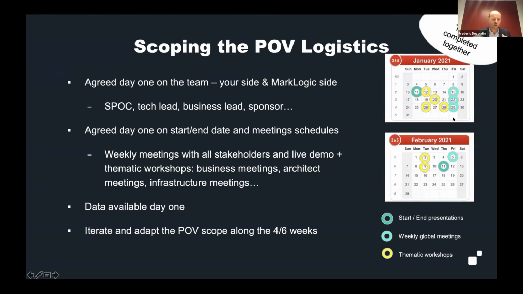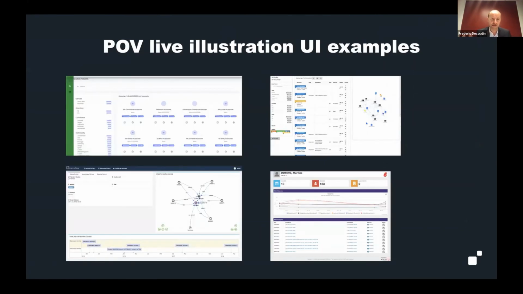So let's say a weekly workshop where we meet all the POV team and we say where we are, but also some very thematic workshops where we can have focused discussions with line of business, for instance, with architects, with infrastructure guys. And so we can answer all the questions, but again, in a very strict and very approved before schedule.